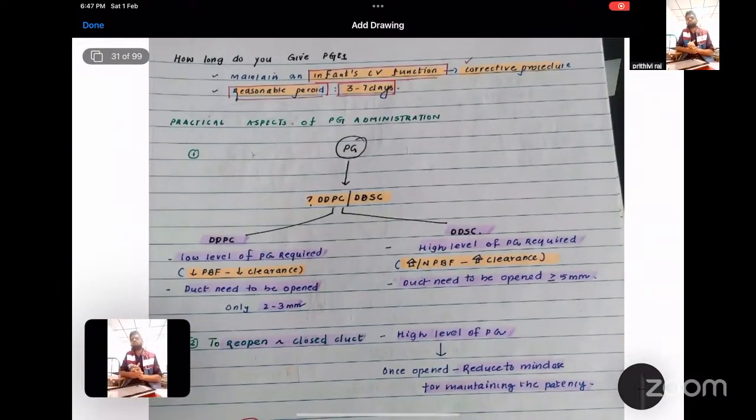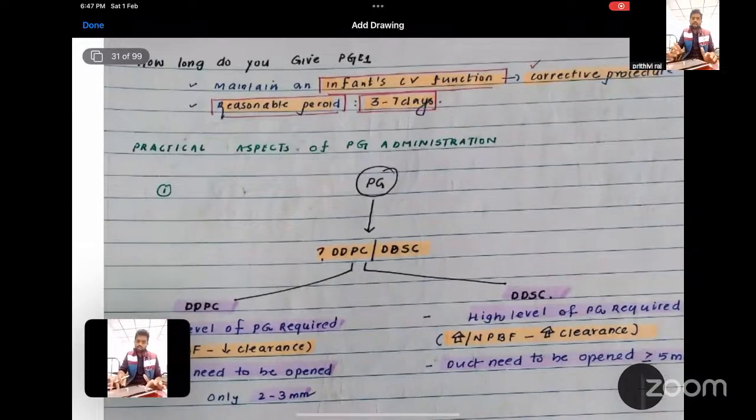For how long can you use prostaglandin? Till the child is stabilized and has reached the referral center where the definitive cardiac procedure can be performed. Till then, we can use this prostaglandin E1. The maximum duration they are saying is 5 to 7 days. The practical aspect of prostaglandin is mainly for postgraduates.